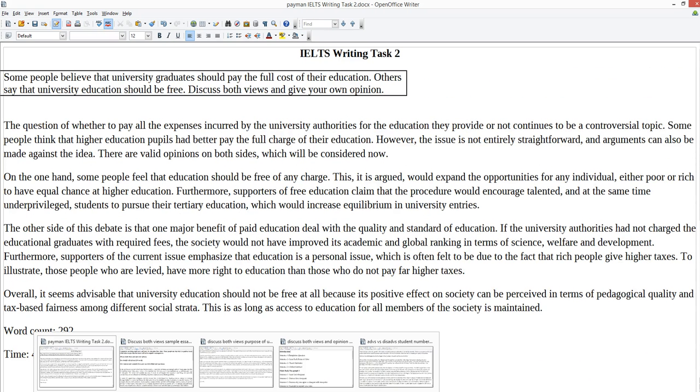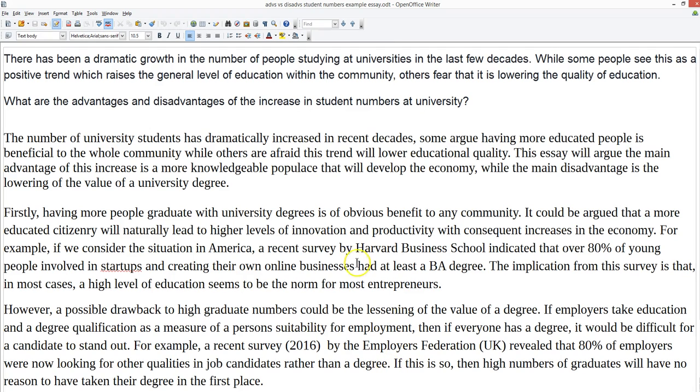I'll just show you an essay. I basically wrote, now it's pretty similar. This is advantages and disadvantages, which is more or less the same as both views. You look at one side, look at a different side. And the question is pretty similar. So this one's talking about, is it good or bad that there has been an increase in students at university?